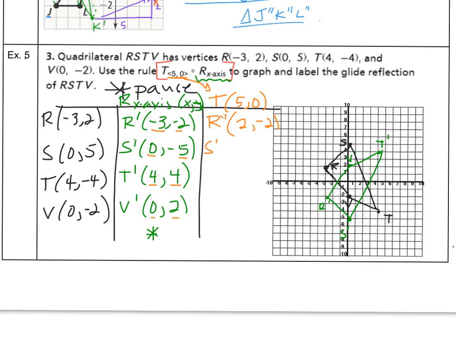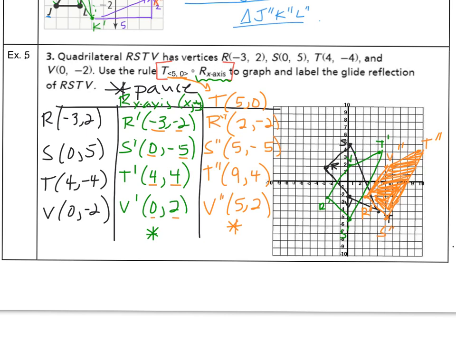To get S double prime, 0 plus 5 is 5. And then 0 plus -5 stays -5. Notice all your y coordinates aren't going to change, just the x coordinates. T prime was at 4, T double prime is going to go all the way over to 9. And then last but not least, V prime was at 0, 2. It's now going to go all the way over to 5, 2. All right, one last round. Pause your video one last time and plot those ordered pairs. And let's see what it looks like when we're done.